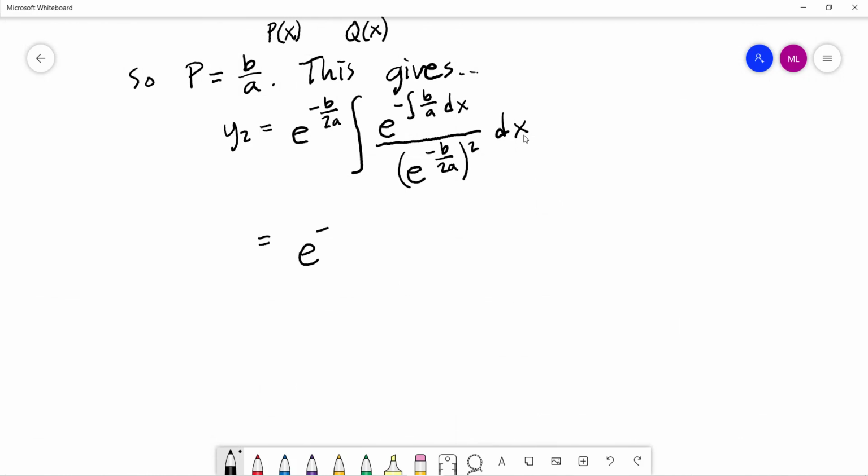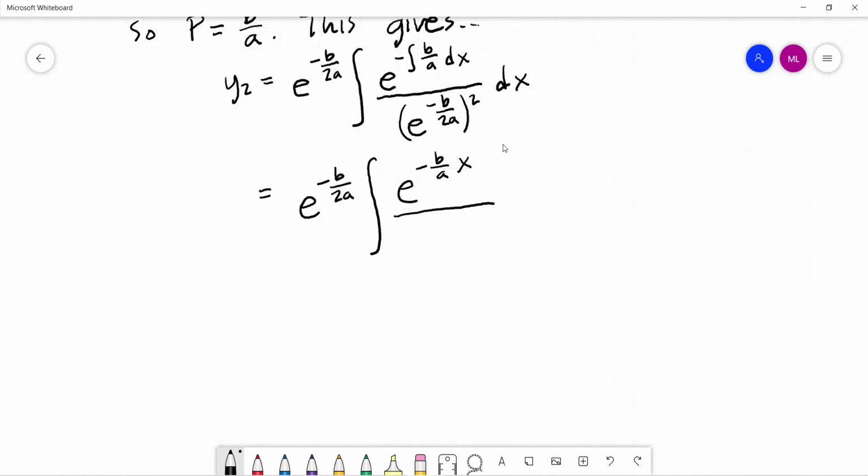So I'm going to have e to the negative b over 2a times the integral. I'm just going to solve this part to clean this part up. So this one's going to be e to the negative b over a times x. And in the denominator, I'm going to get e to the negative b over a squared. But what happens when you square an exponential? So basically, if you take an e to some power and then raise that whole thing to some power, all you need to do in this case is multiply the two powers. And so what we'll get after all of that is said and done is this is just going to be e to the negative b over a. Okay, and I can't forget my dx out here.